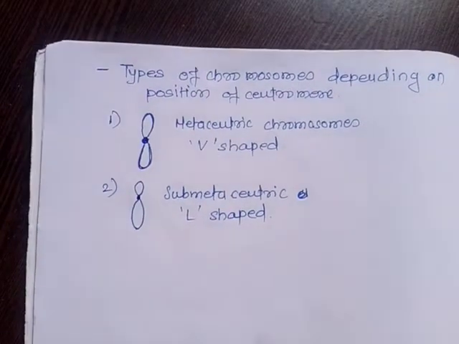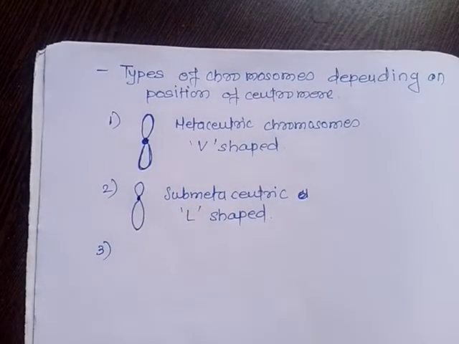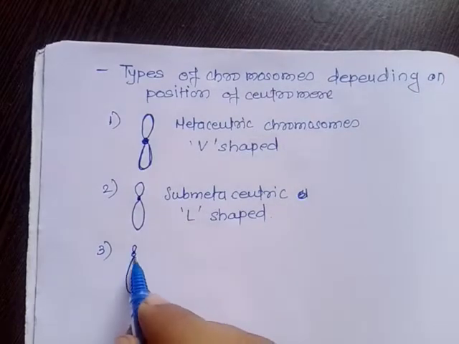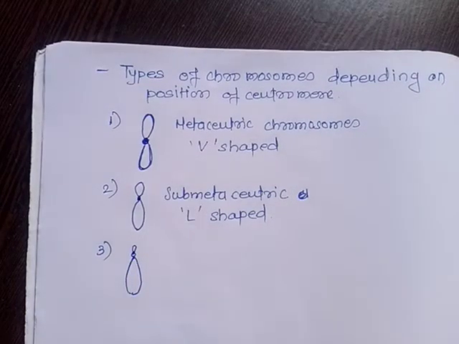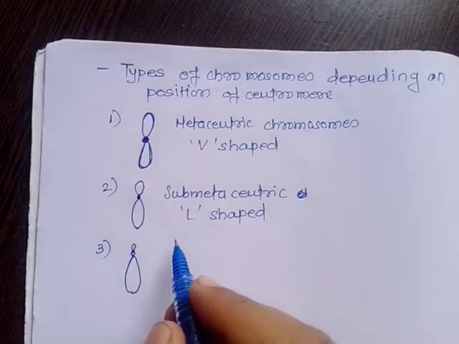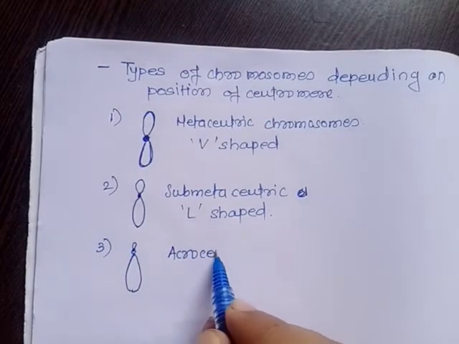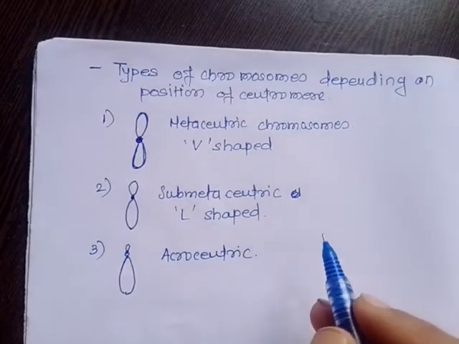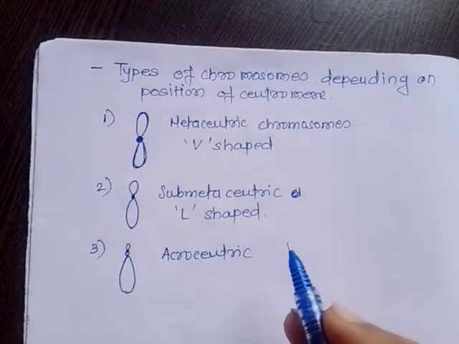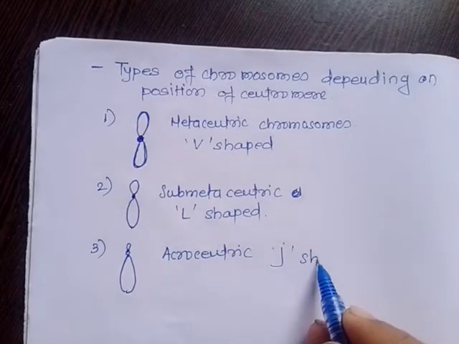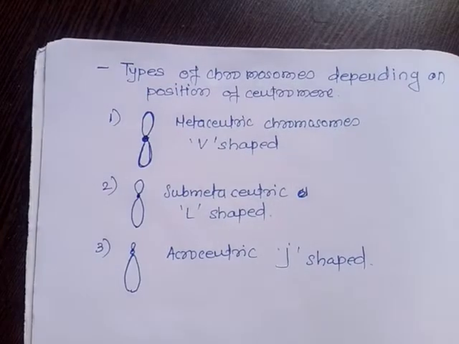The third type of chromosome, depending upon the position of the centromere, is the acrocentric chromosome, where the centromere is almost near the telomere. If you pull it from the centromere, it takes a peculiar J shape, and that is why these chromosomes are called J-shaped chromosomes.